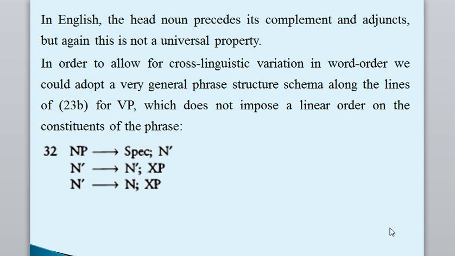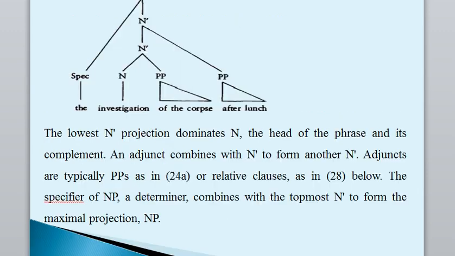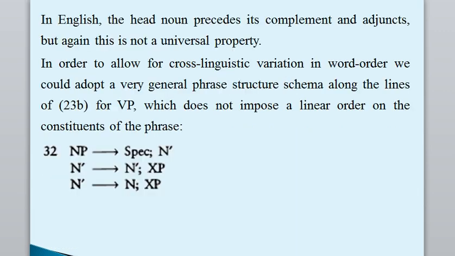Again, there is some parametric variation in languages. In English, for example, the head noun precedes its complement and adjunct, as you see here. The head noun precedes the complement and the adjunct, of the corpse and after lunch. This is the word order of English. But again, this is not a universal property. In order to allow for cross-linguistic variation in word order, we could adopt a very general phrase structure schema along the lines of this one.